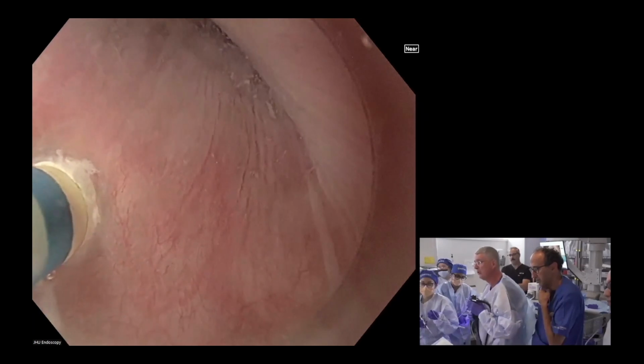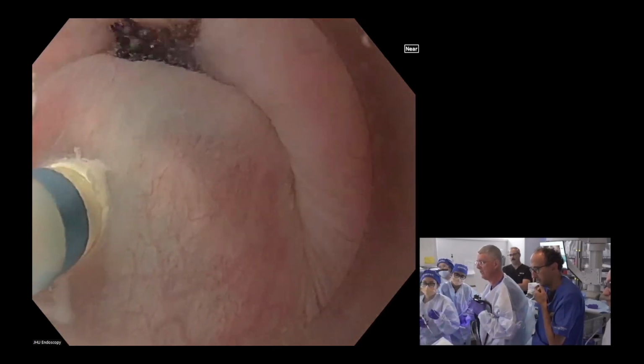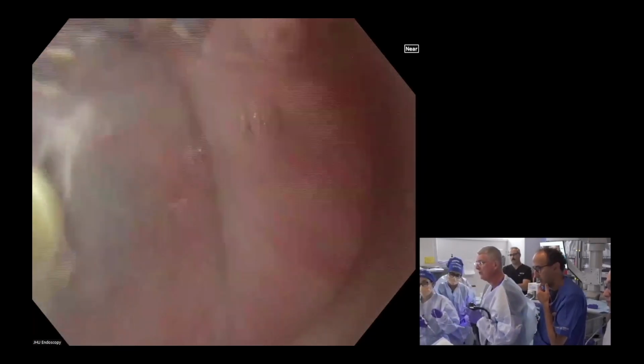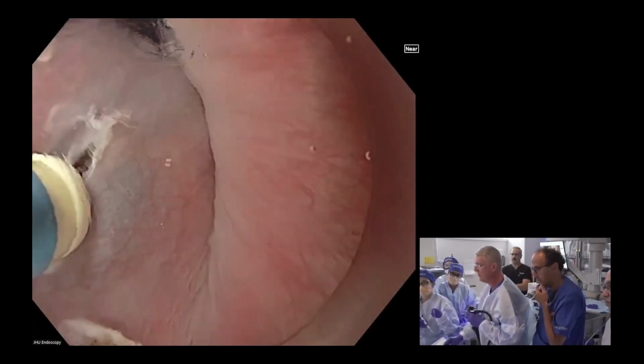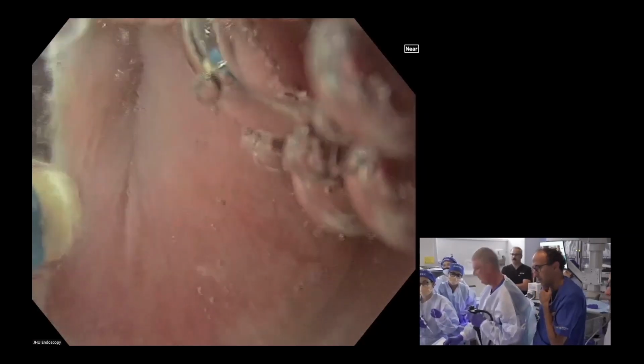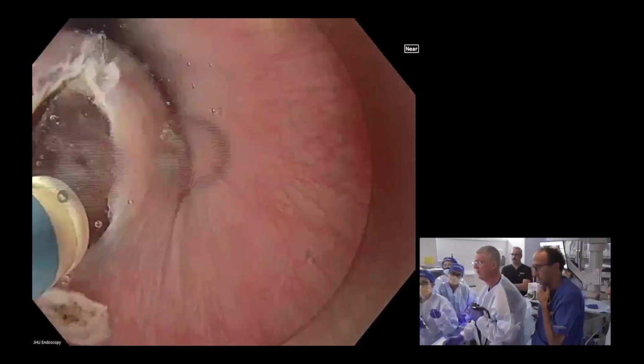And we'll see if it works. Yes, it works very nicely. And then you start your cutting. I usually like to do the margin with undercut, because then the pathologist will be very happy with what I provide.